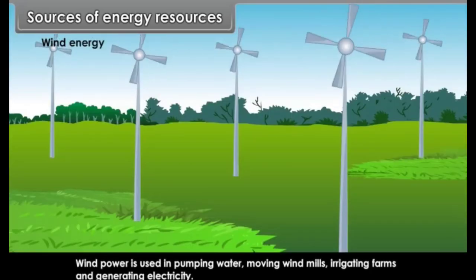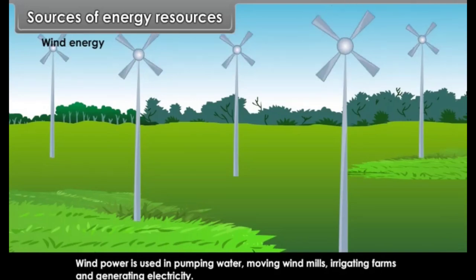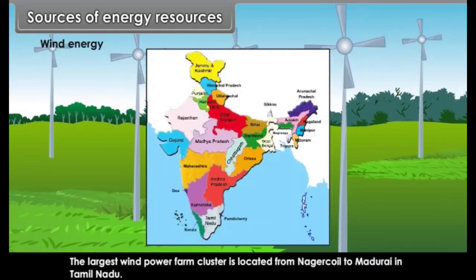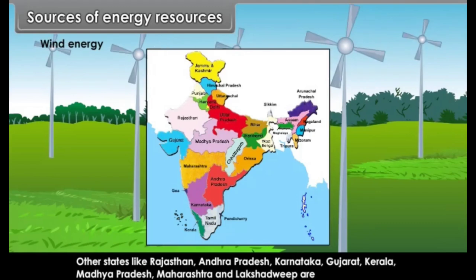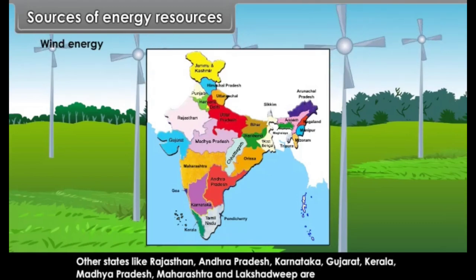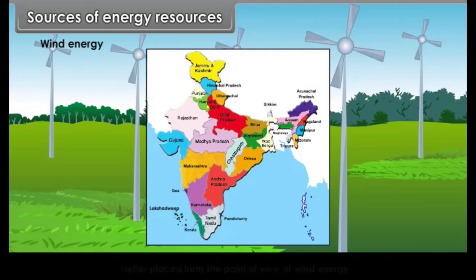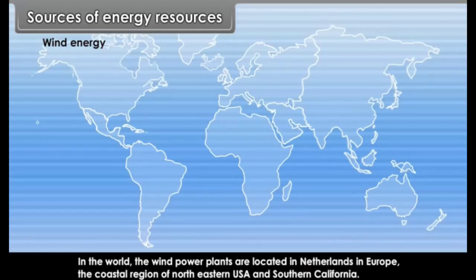Wind energy. Wind power is used in pumping water, moving windmills, irrigating farms and generating electricity. The largest wind power farm cluster is located from Nagarkoil to Madurai in Tamil Nadu. Other states like Rajasthan, Andhra Pradesh, Karnataka, Gujarat, Kerala, Madhya Pradesh, Maharashtra and Lakshadweep are better placed from the point of view of wind energy. In the world, the wind power plants are located in Netherlands in Europe, the coastal region of northeastern USA and southern California.